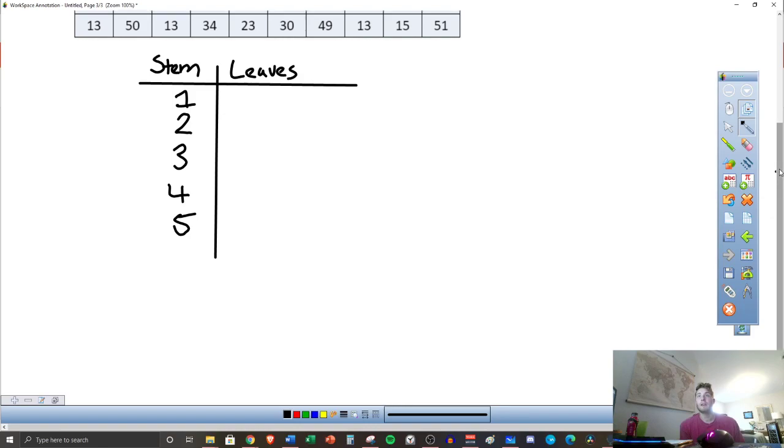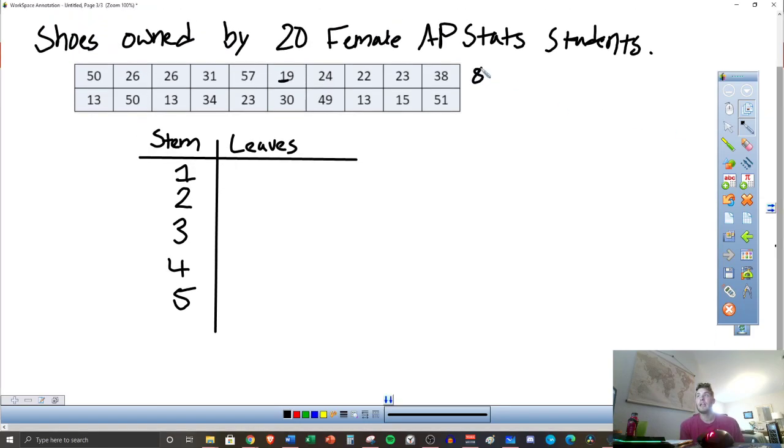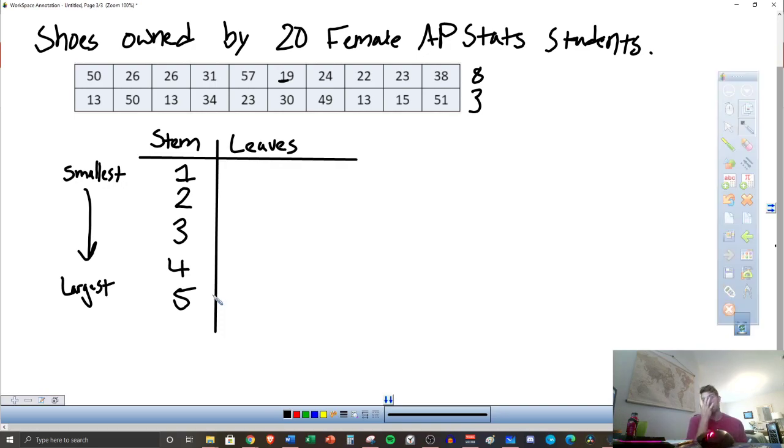Now, if there had been an 8 and a 3, I would have to redo this, and I would have to have a stem that starts at 0. You always want these to be from smallest to largest. So I'm going to put that smallest to largest. Always, always, always. All right, so that's the first part.